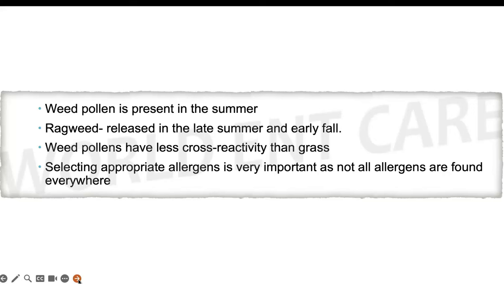Wheat pollens have less cross reactivity than grass and vary significantly by region. However, the actual presence of any pollen in the air depends on the flowering seasons of the plant in the picture. Now, selecting appropriate allergens based on their prevalence in the area where the patient lives is very important, as not all the allergens are found everywhere. Okay, and this is especially very important when we talk about pollens.